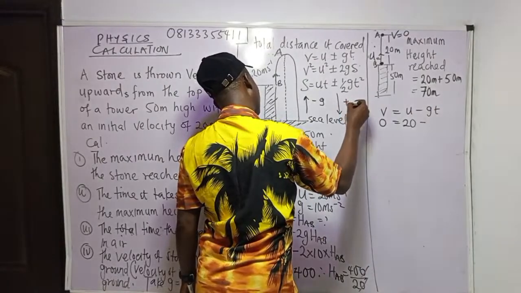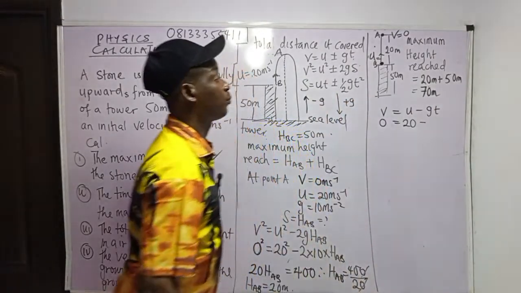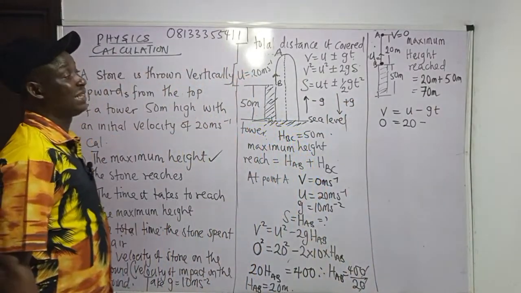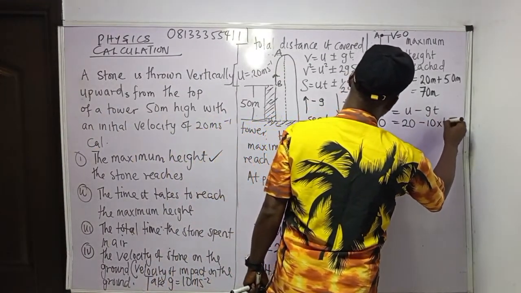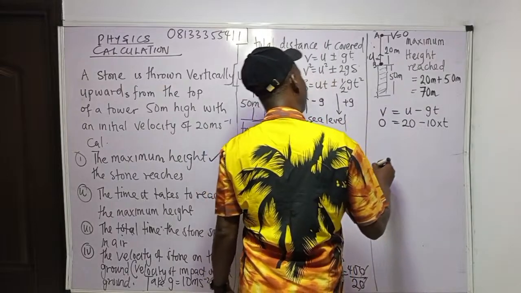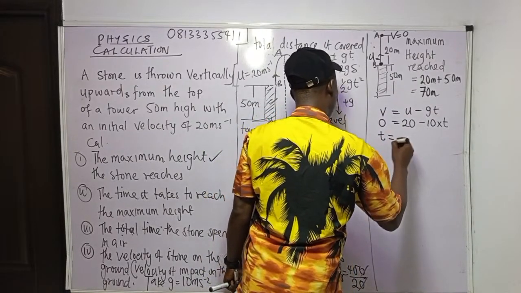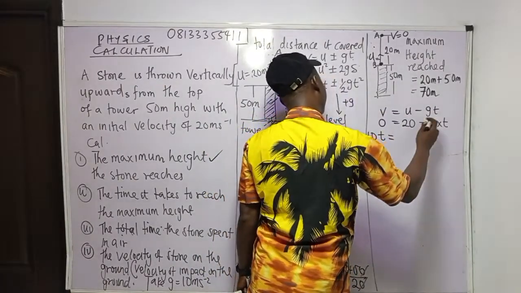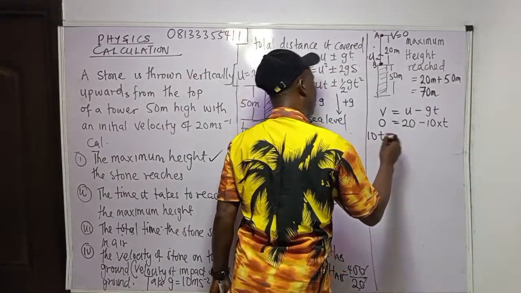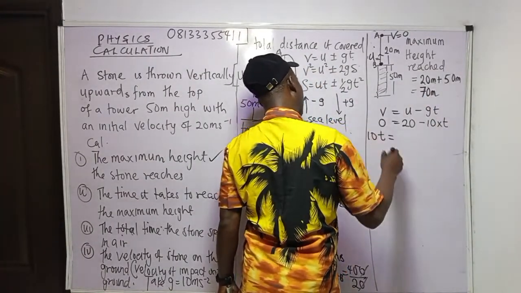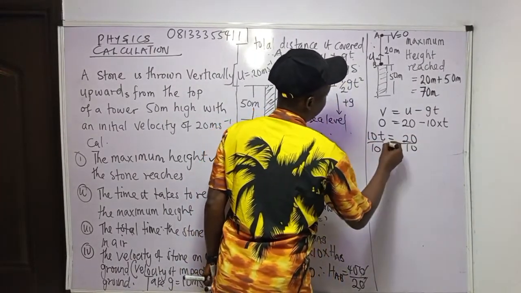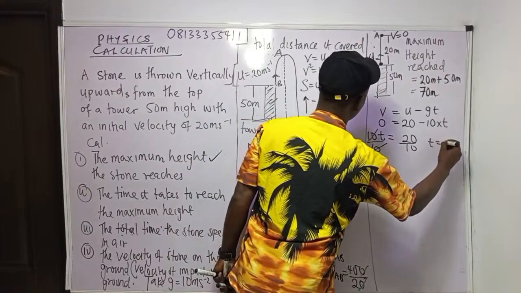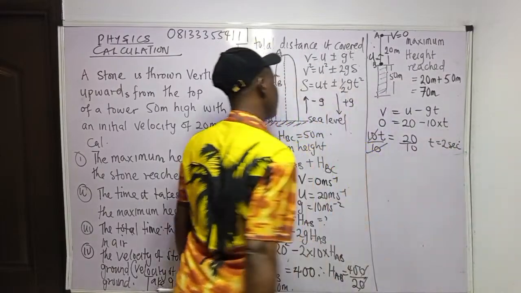Downward projection is plus. Upward projection is minus. Downward projection is plus. So this one will be 10 times T. So how do we get our T now? C becomes what? That means this is 10T. Bring it here, it becomes 10T plus 0 is 10T. Then we have 20. That will start by 10. Then we have T to be equal to 2 seconds to go up.